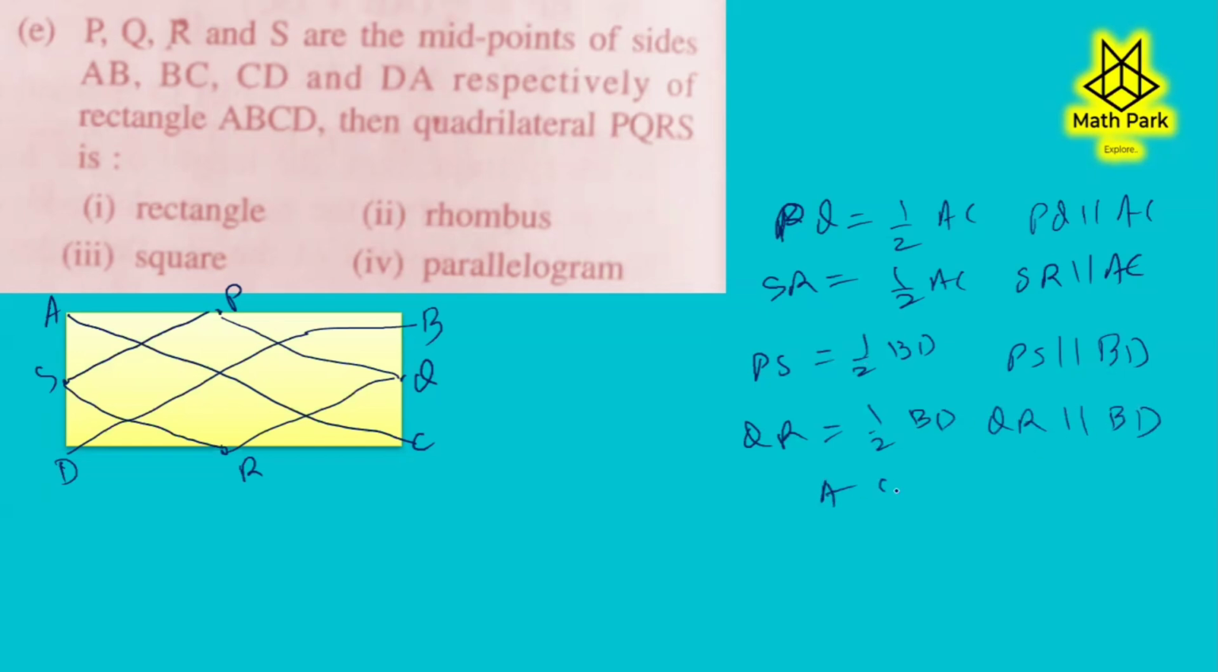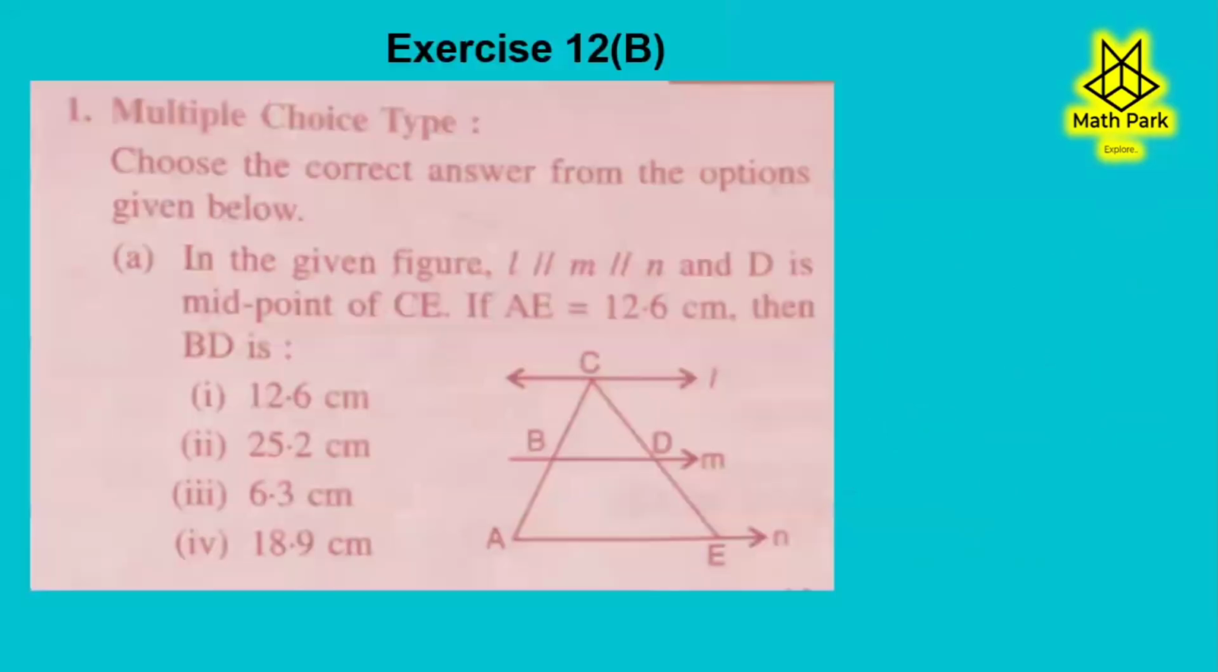But we have AC is equal to BD because the diagonals of a rectangle are equal. So when we look at all these five equations, we understand that PQ is equal to SR is equal to PS is equal to QR. That's how PQRS is a rhombus. Got it? Starting with 12B now.